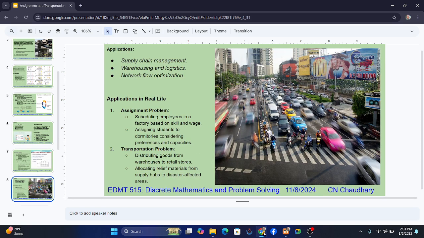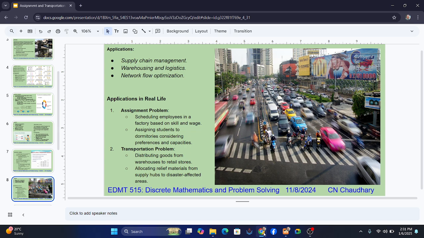Now, talking about the applications of the transportation problem, there are different applications. Among them, I have written three here. Number first, supply chain management. Number second, warehousing and logistics. And at last, third, network flow optimization.